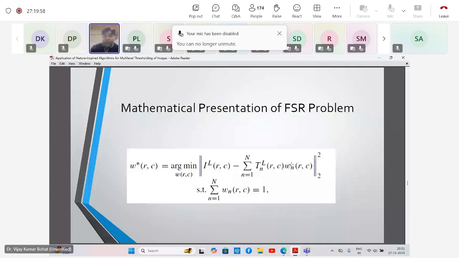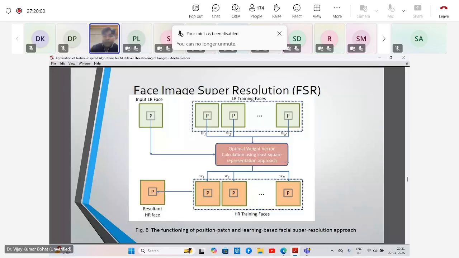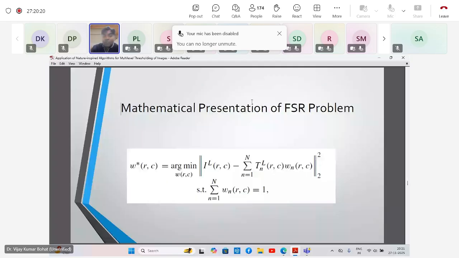Suppose I am able to find W1, W2, ..., Wn, a combination of weight vectors. Their values lie between 0 to 1, and the summation of all weight vectors is equal to 1. So if I am able to find the weight vector in the LR training phase that minimizes this particular function.